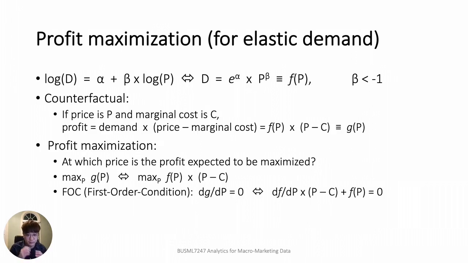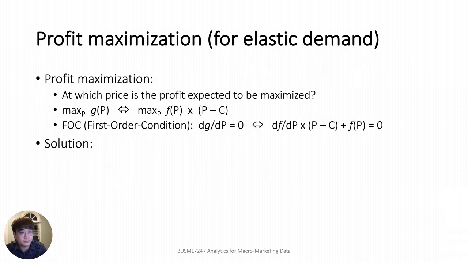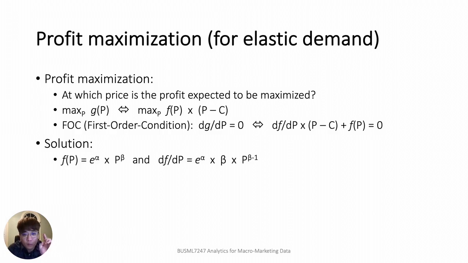Solving the first derivative with the profit function formula, we have an equation. The first derivative of the demand function times p minus c plus the demand function equals 0. Solution of the equation is straightforward. We know the demand function f of p is e to the alpha times p to the beta. Its first order derivative is given by e to the alpha times beta times p to the beta minus 1.